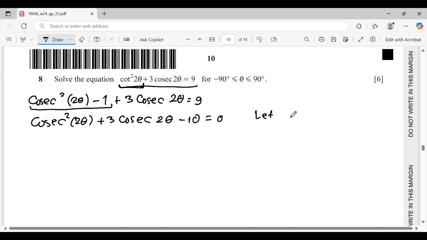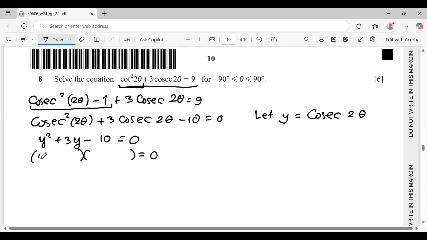Now by substitution, let y equal cosecant 2 theta. So this equation becomes y squared plus 3y minus 10 equal 0. And if we factorize, it becomes y plus 5, y minus 2. So y equal minus 5 or y equal 2.